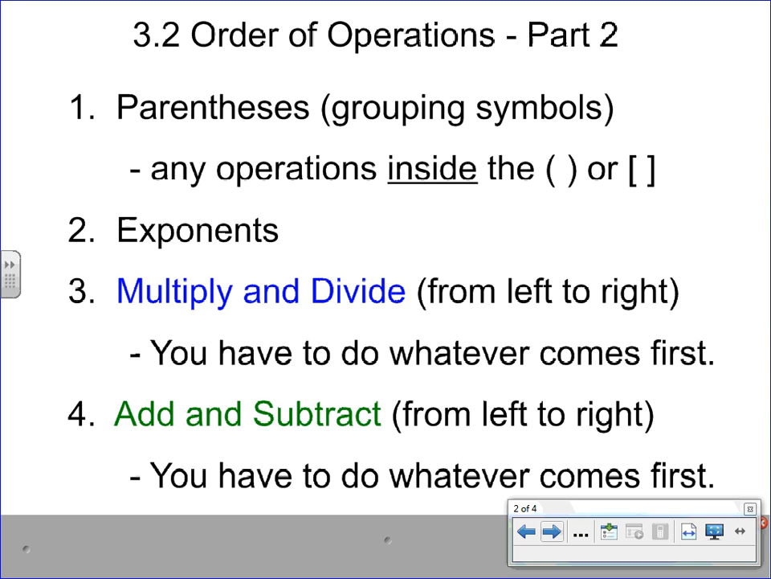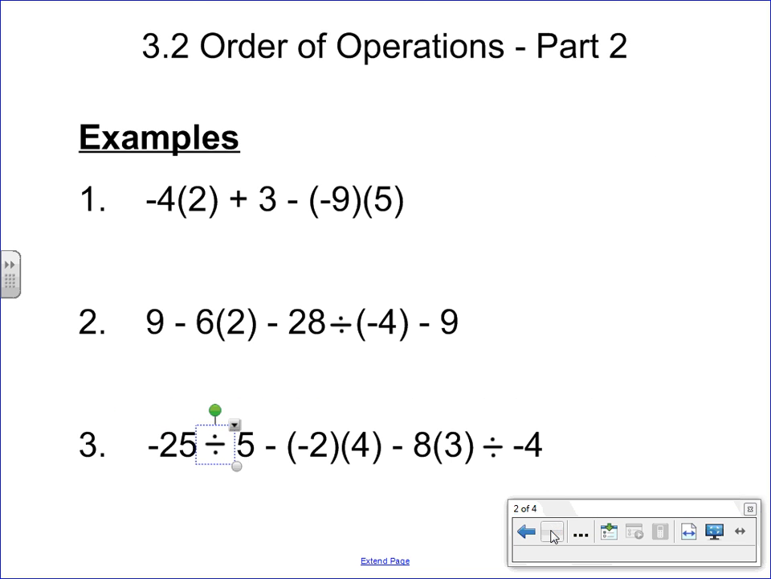So part one went through adding and subtracting from left to right. Now we're going to make the problems a little bit more involved, and we're going to include multiplication and division as well as adding and subtracting. So here are some examples. I'm going to work through these with you, and then you'll have an opportunity to work on some by yourself.